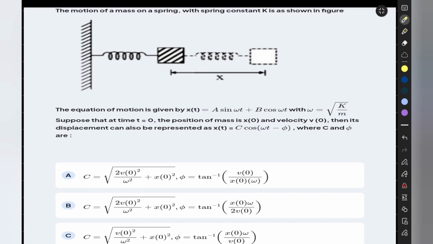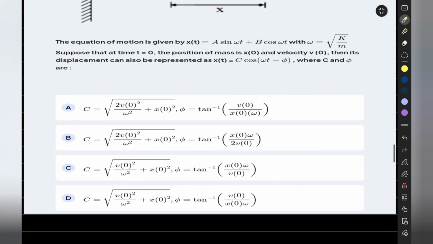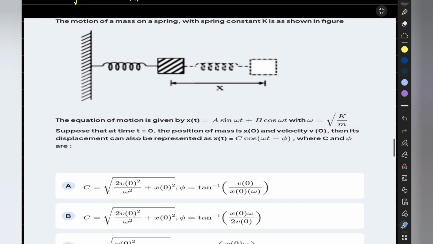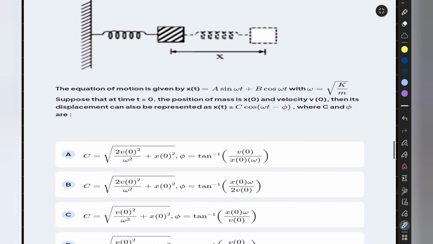As you can see on the screen, the question is saying the motion of a mass on a spring with a spring constant k is as shown in the figure. So basically, as you can see here, we have a block, and this block is attached with the spring, and the spring constant of this spring is basically k. Okay, let's see what this question is saying.